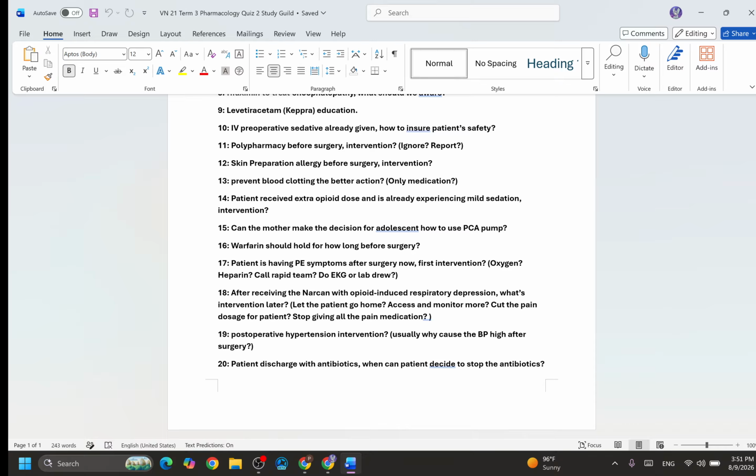The first thing, just do it, and then you will do the second one. So which one is your first intervention? Of these four, which one should be the first one you do? Number 18. After receiving the Narcan, because of the opiate-induced respiratory depression, what intervention comes later? That means after you give the Narcan, what would you do later?